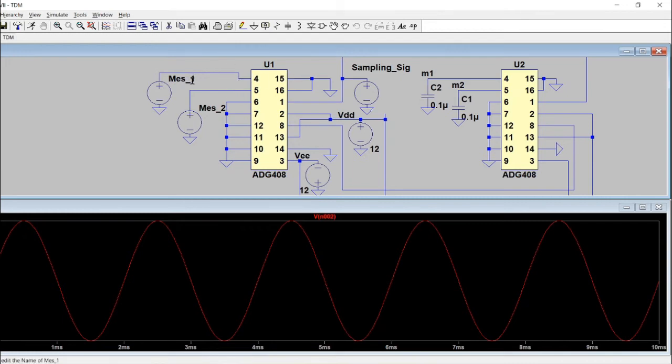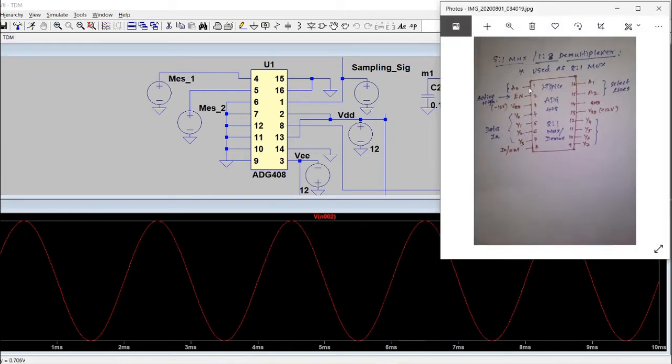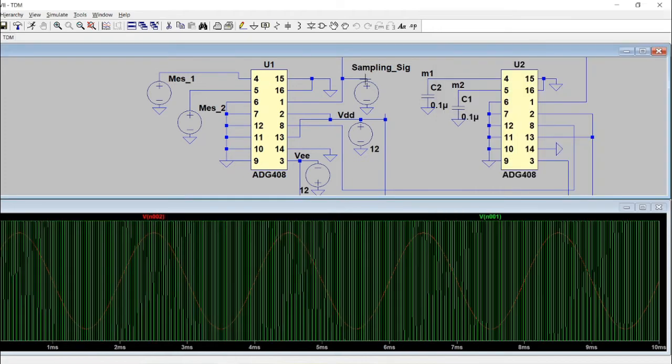And for selecting message 1 or 2, I used pin number 1, which is A0. A0 is pin number 1. I have given a sampling signal. As you can see, this green signal is a high frequency sampling signal.